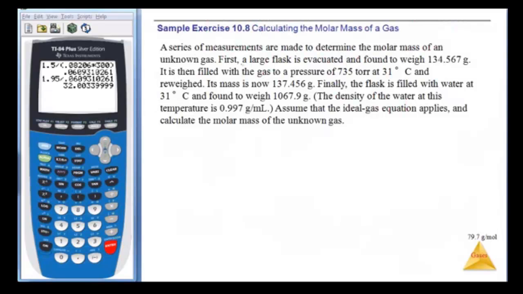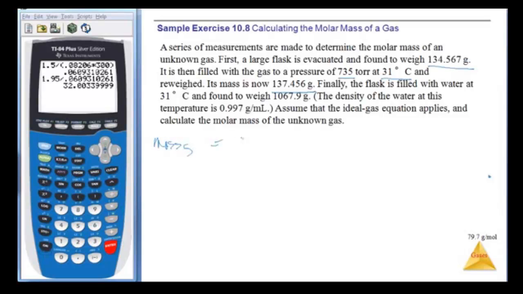Alright, molar mass of a gas. A series of measurements are made to determine the molar mass of an unknown gas. This is actually a nice problem for stoichiometry and everything else, just doing a bunch of stuff we've learned about. First, the flask is evacuated and found to weigh this. It is then filled with a gas to a pressure of that many torr, 31 degrees. It is reweighed, and this is its mass. So this tells us the mass of the gas.